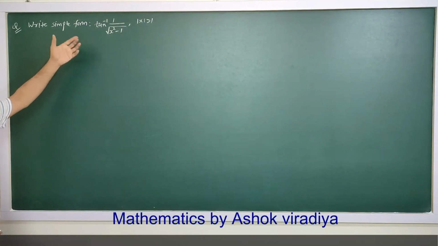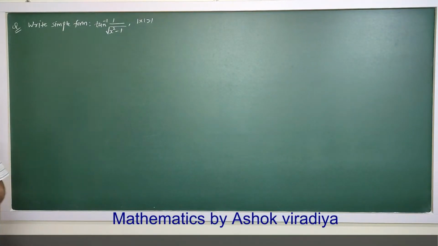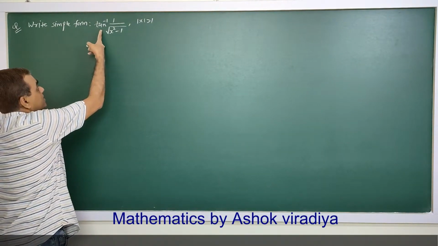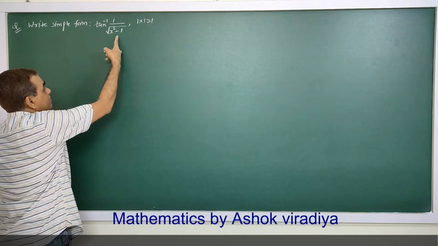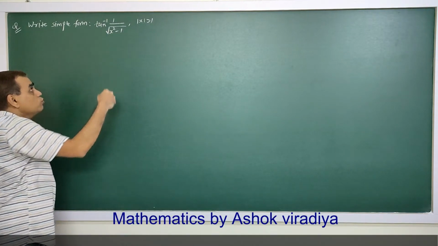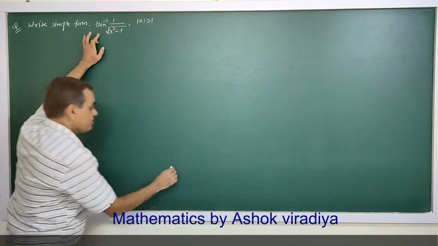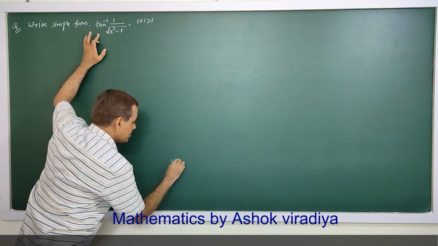Now write the simple form of this expression. Say here, the outer function is tan inverse, and the inner function is 1 upon root x square minus 1. The outer function is tan inverse.